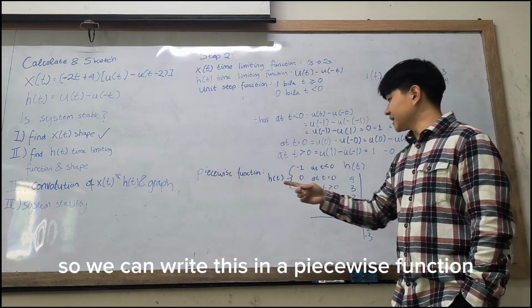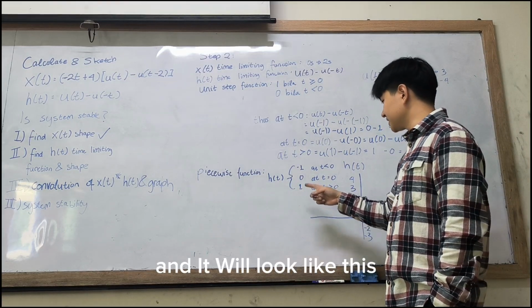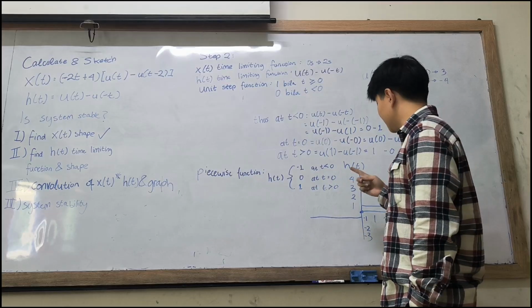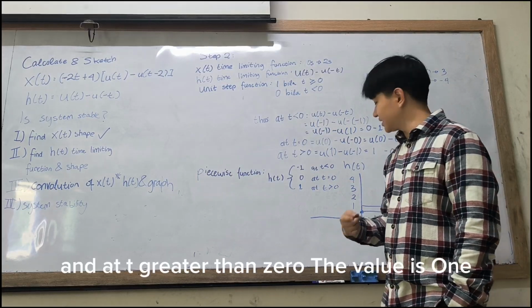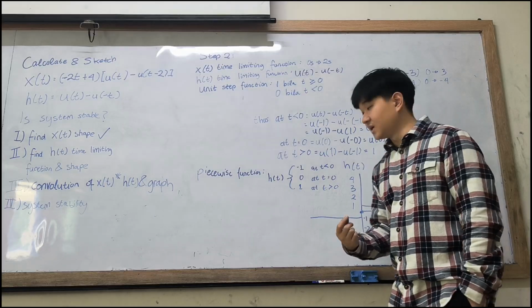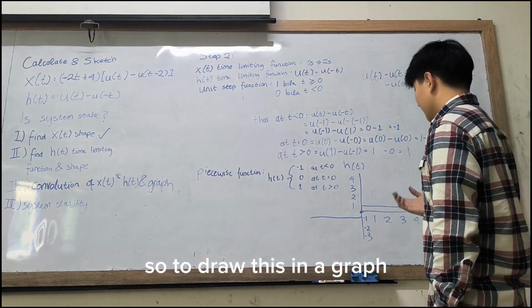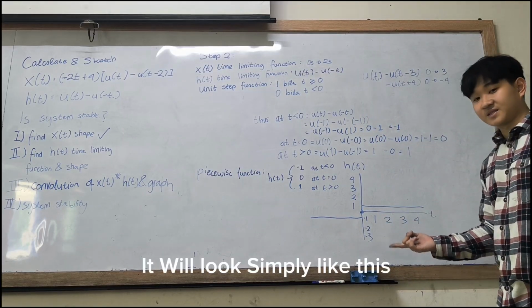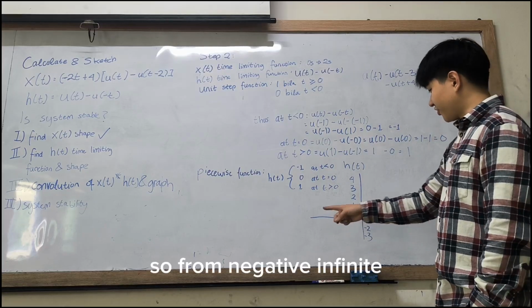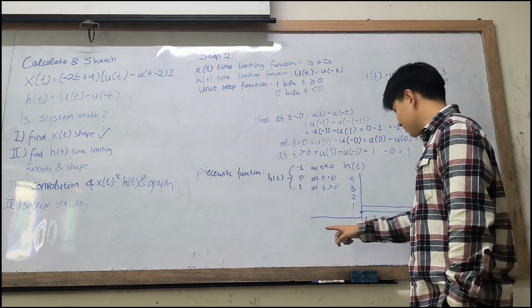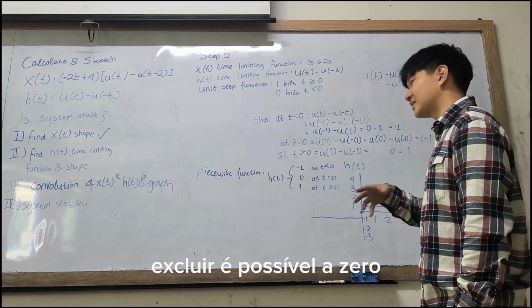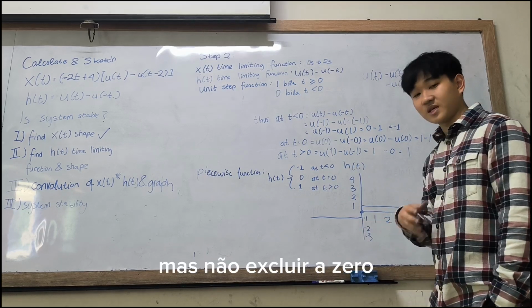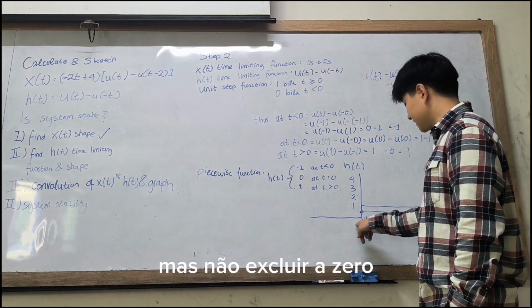So we can write this in a piecewise function, and it will look like this. At t lesser than 0, the value is minus 1. At t equals 0, the value is 0. And at t greater than 0, the value is 1. So to draw this in a graph, it will look simply like this. From negative infinity to a number that is as close as possible to 0, but not actually 0, it is at negative 1.